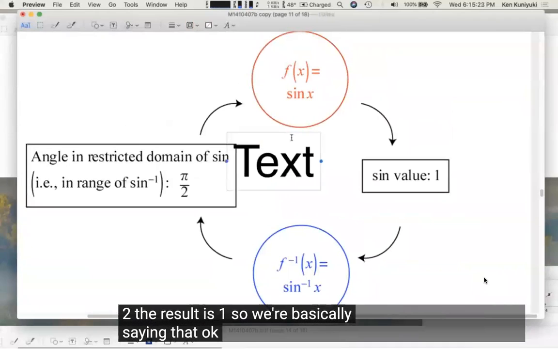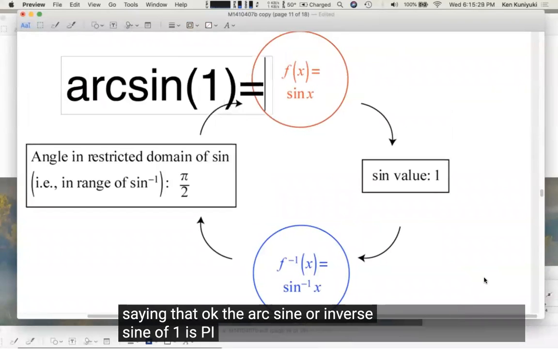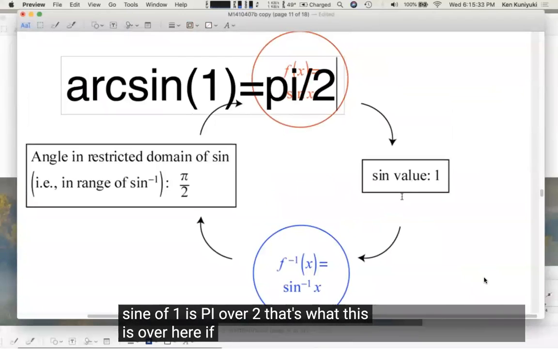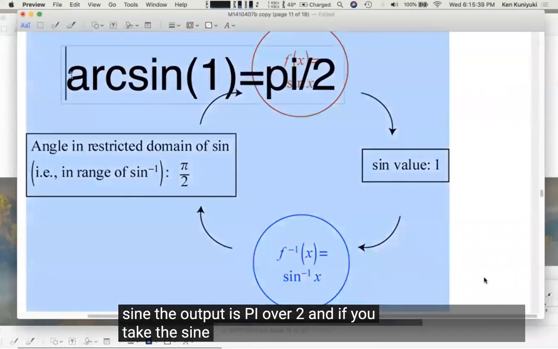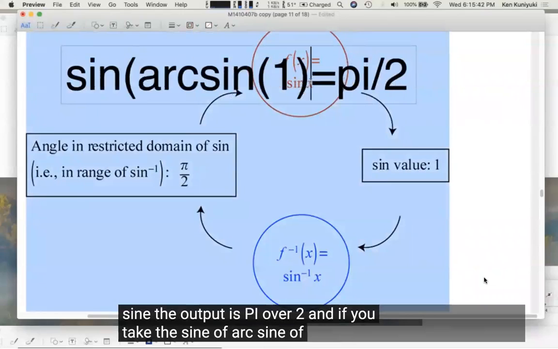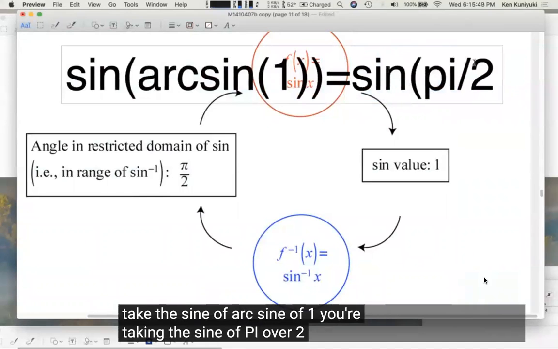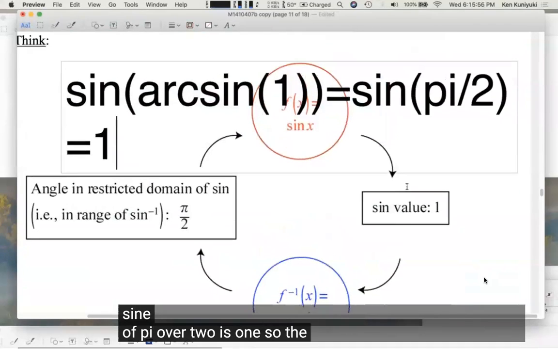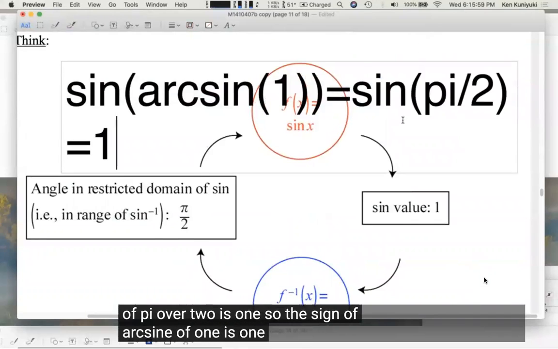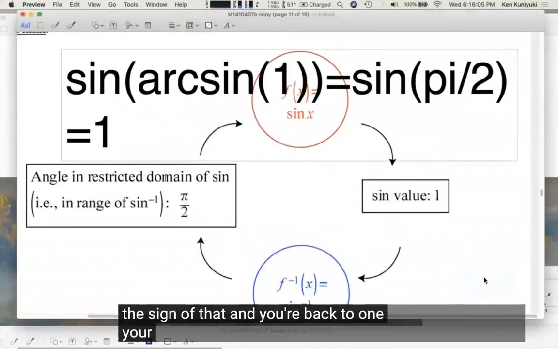So we're basically saying that the arcsine or inverse sine of 1 is pi over 2. That's what this says over here. If you input 1 into inverse sine, the output is pi over 2. And if you take the sine of arcsine of 1, you're taking the sine of pi over 2, and the sine of pi over 2 is 1. So the sine of arcsine of 1 is 1. Arcsine of 1 is pi over 2. You take the sine of that, and you're back to 1. Your final output was your input.